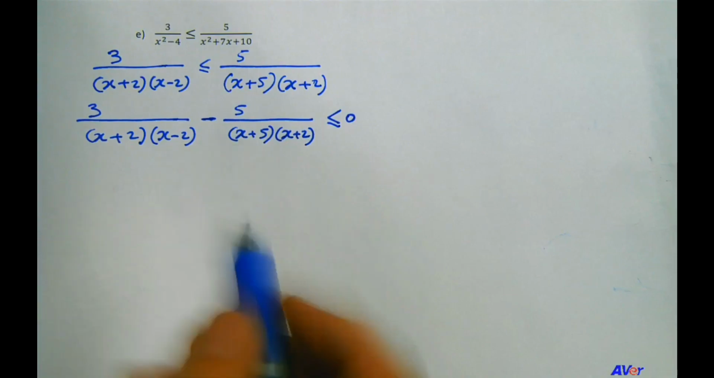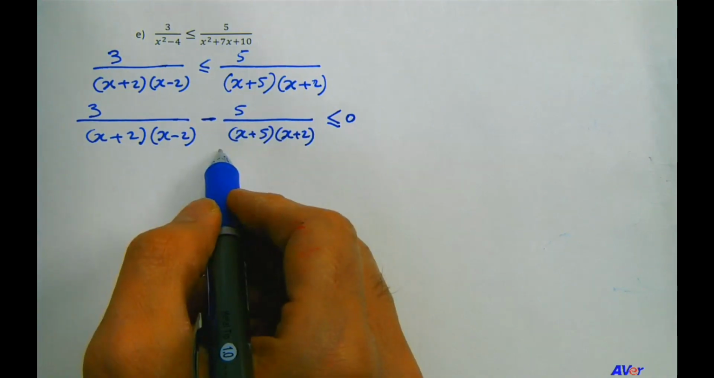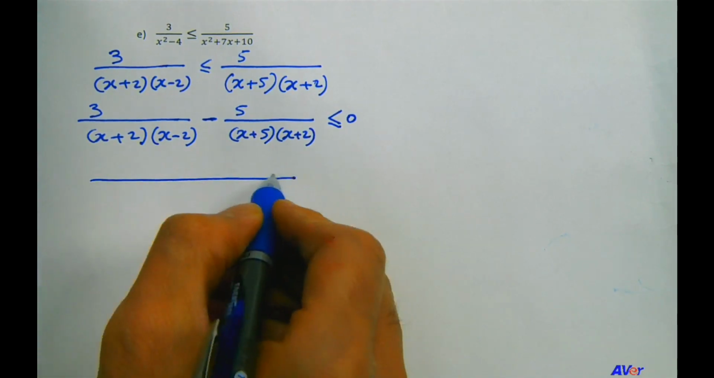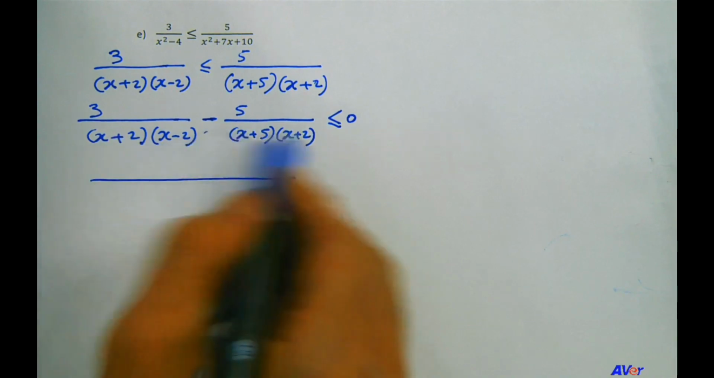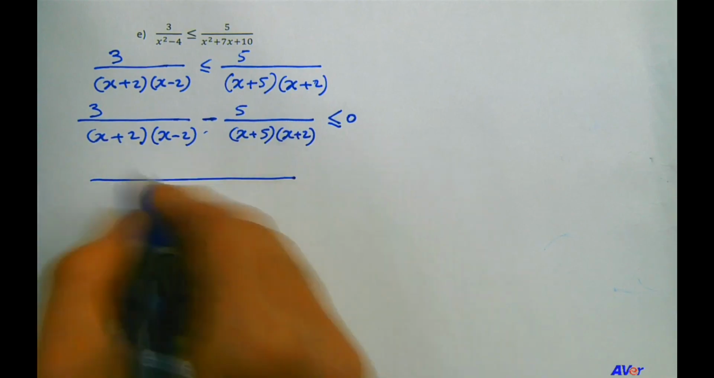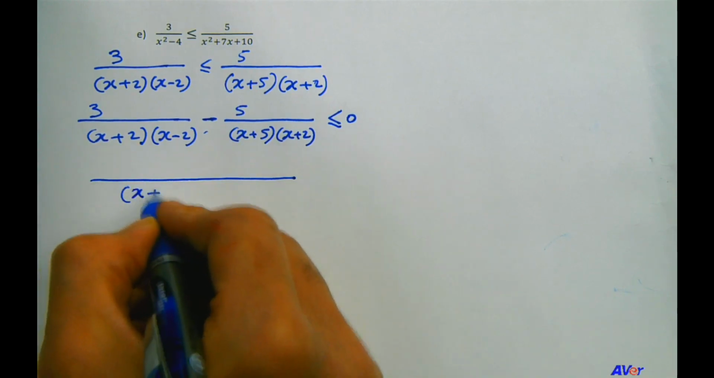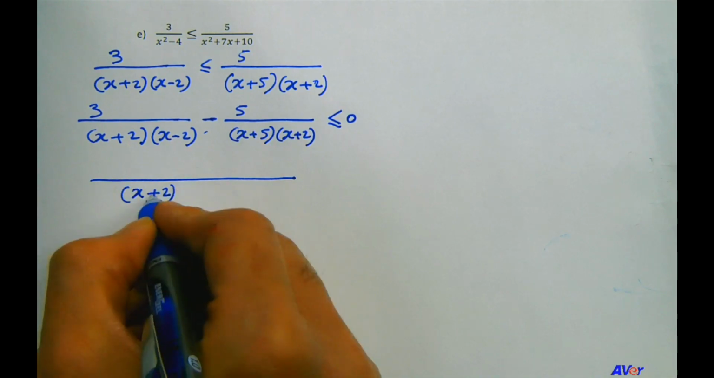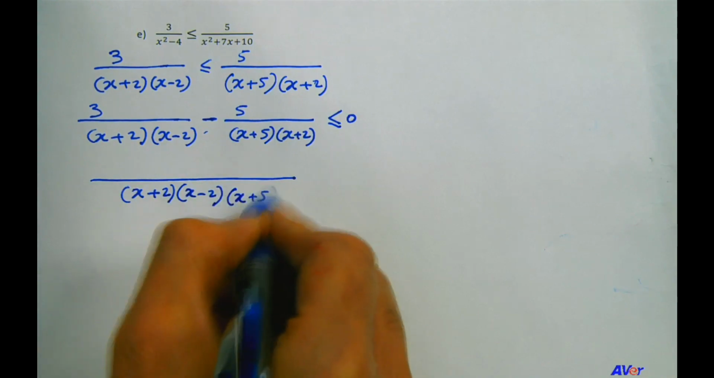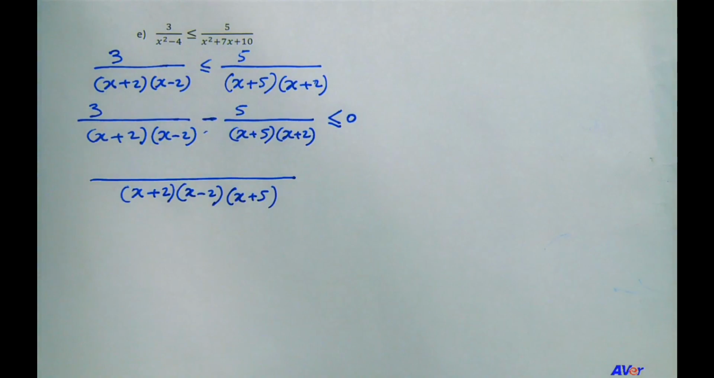Okay, so now we need to have the common denominator here. The common denominator would be each factor in the highest power it appears. All of these have power 1. So x plus 2 and x plus 2 appears in the common denominator only once. x plus 2 once, then x minus 2, then x plus 5. So now we have each factor appearing in the common denominator only once, in the highest power, which in this case is just 1.